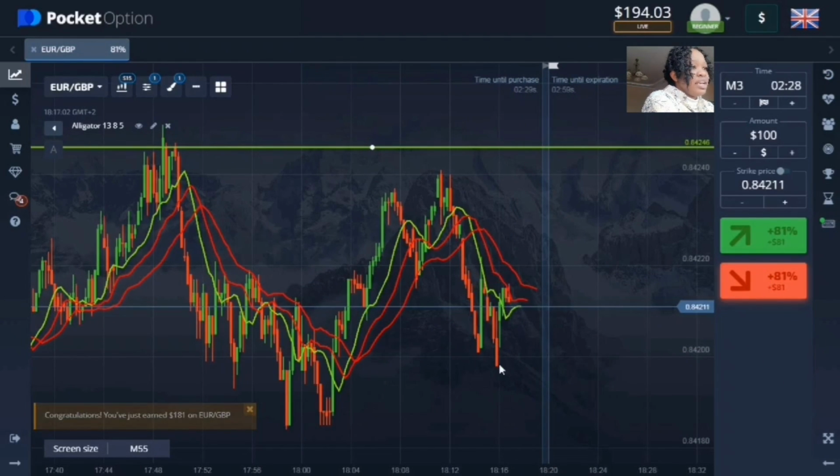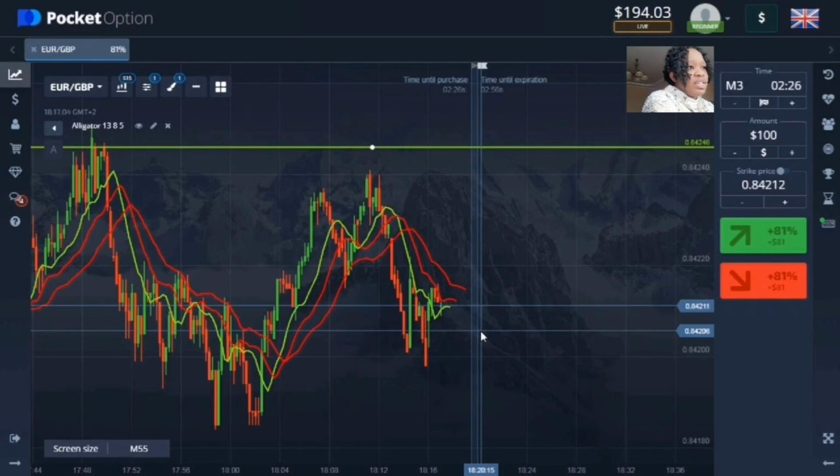Well guys, it's excellent. The price is quite volatile, but we have managed to collect a profit and close our trade. So let's change to the next situation.